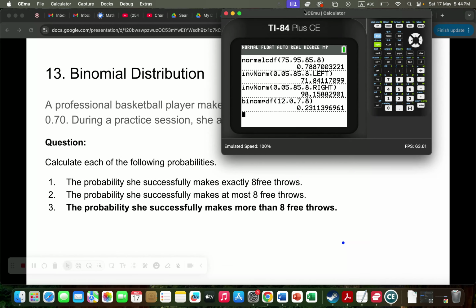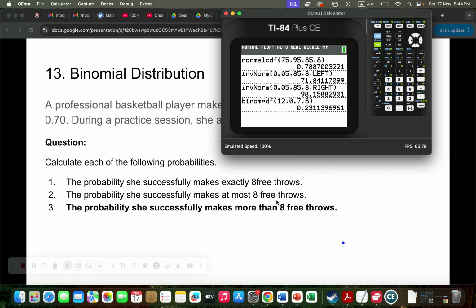This makes a lot of sense so far, right? And in part 2, the probability that she successfully makes at most 8 free throws. Now read the question carefully. At most 8 basically means 8 or less. So I'm looking at 7 free throws, 6 free throws, 5 free throws. So I basically need to find out the probability of all these free throws.